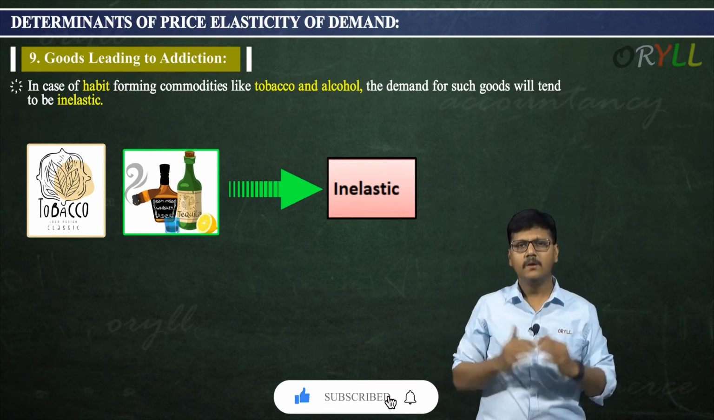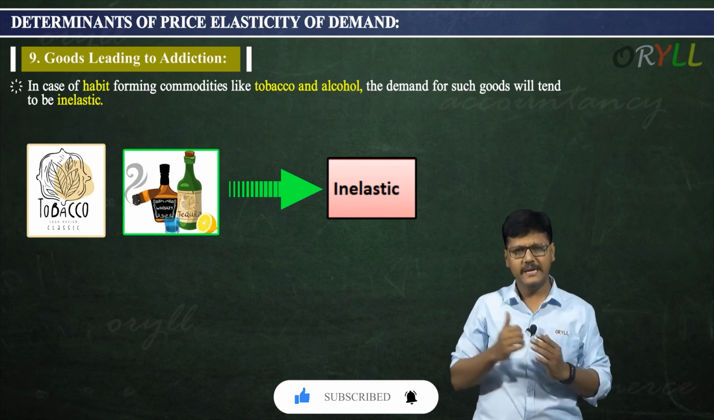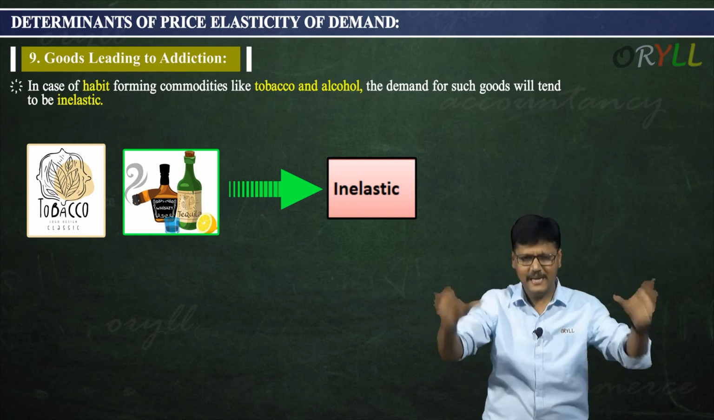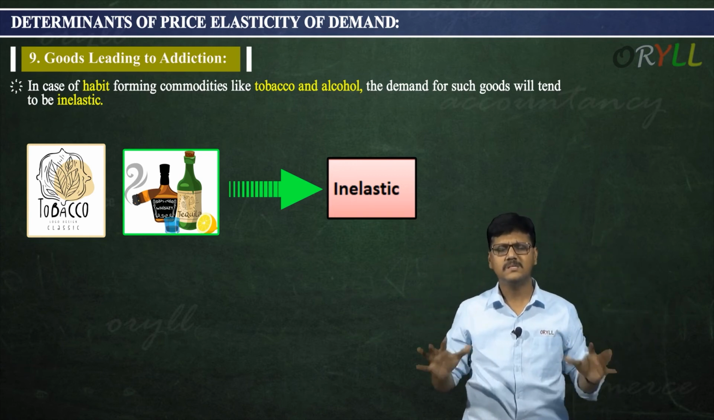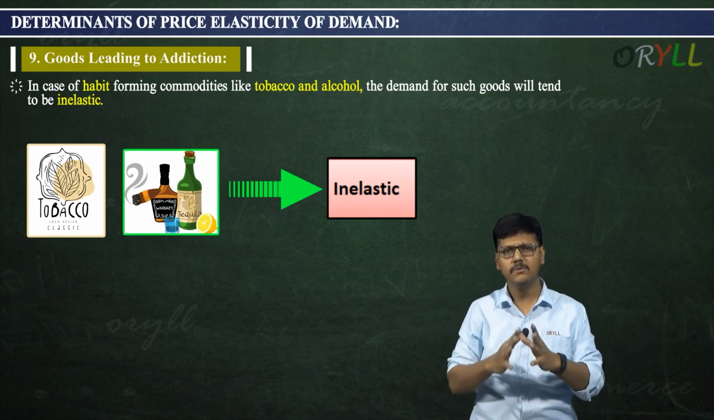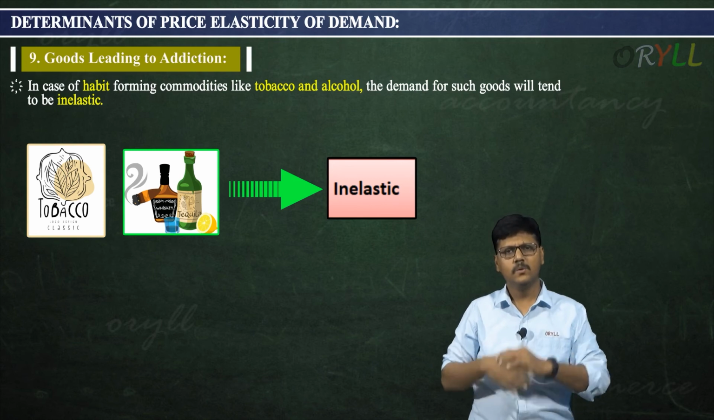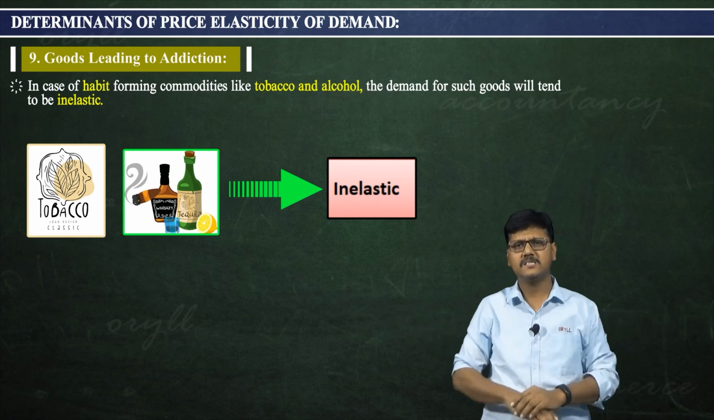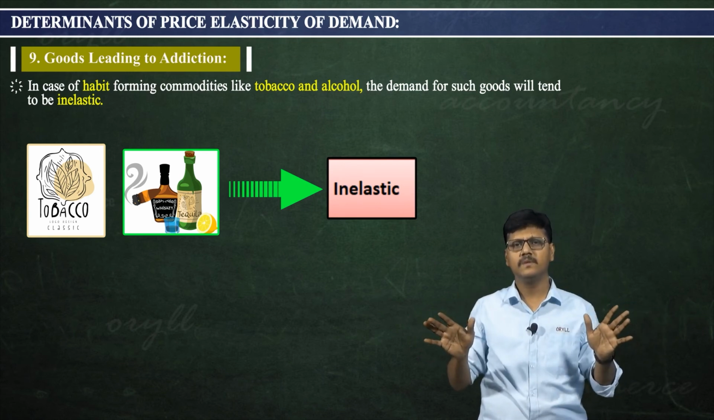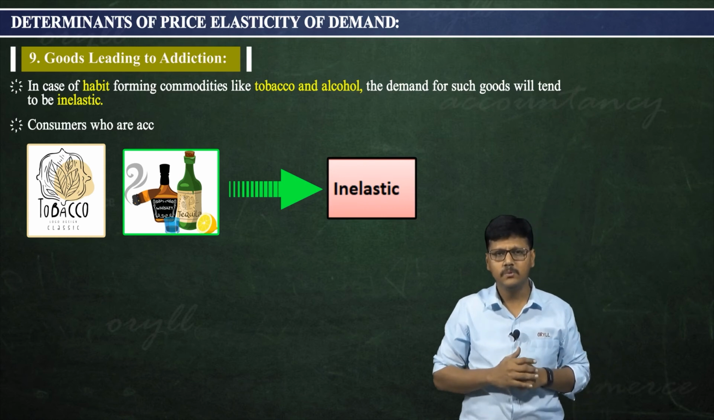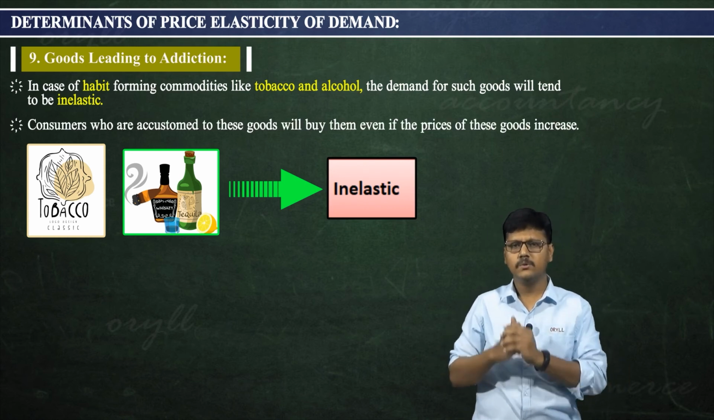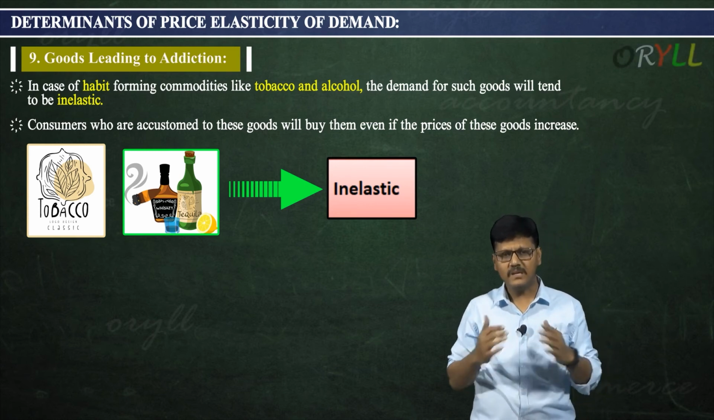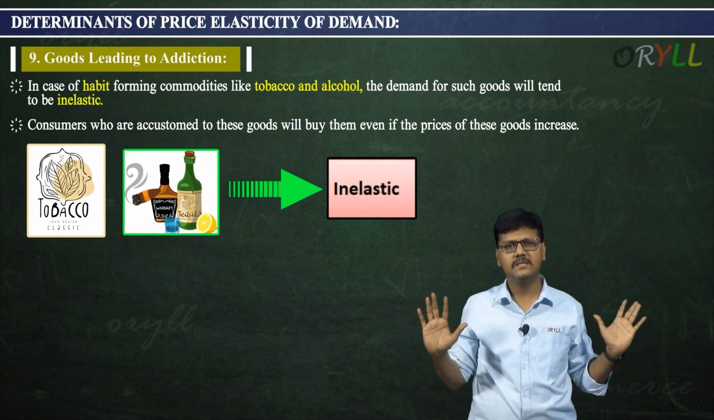The reason is, a person who is consuming alcohol and is an addict, every day he must consume alcohol. So he will consume at any cost whatever the price is, because he is addicted to alcohol. For these types of commodities, the demand from these addicted people is totally inelastic, they will buy at any cost. And whereas for other consumer goods, people who are accustomed to the goods will buy them even if the prices of these goods increase. They are habituated and they cannot leave this, that is why they will buy.